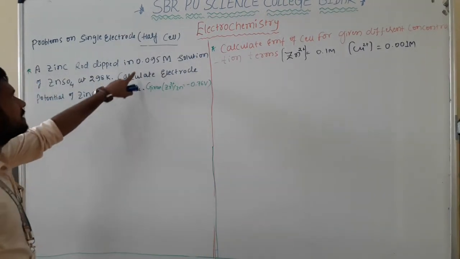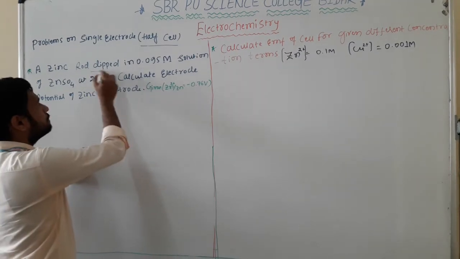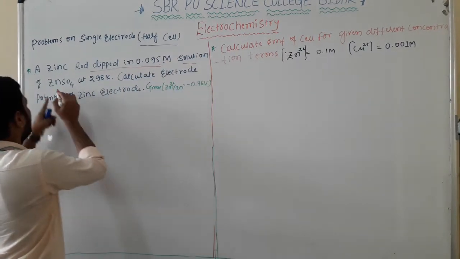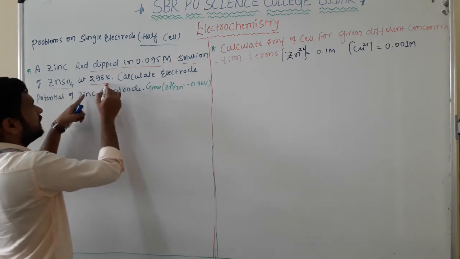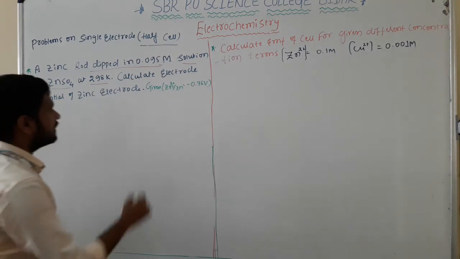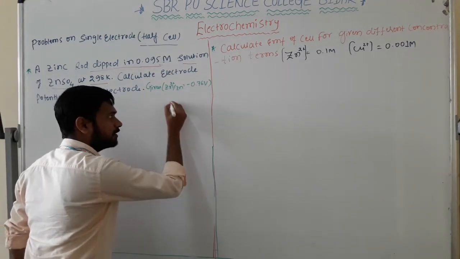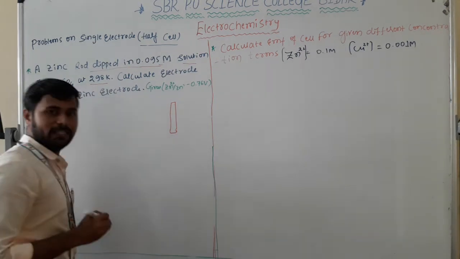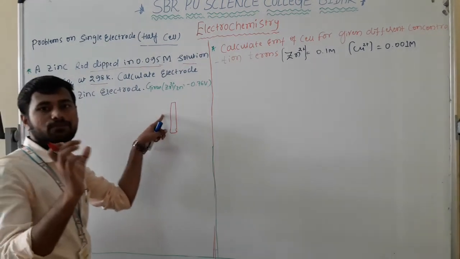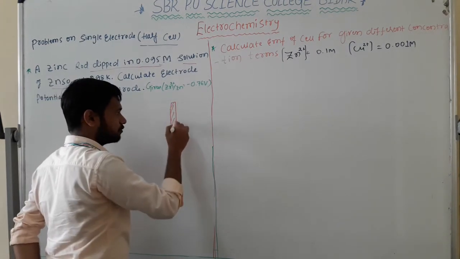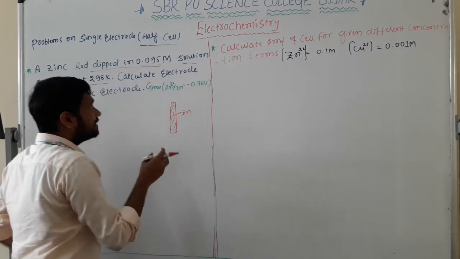A zinc rod is dipped in 0.095 molar solution of zinc sulfate at 298 Kelvin. In the sense, the problem states that a zinc rod is there. First of all, make a zinc rod. Before solving any problem, you have to make some conceptual or pictorial representation. It's very helpful. This is a zinc electrode. All of you know this is a zinc electrode. This is dipped in.